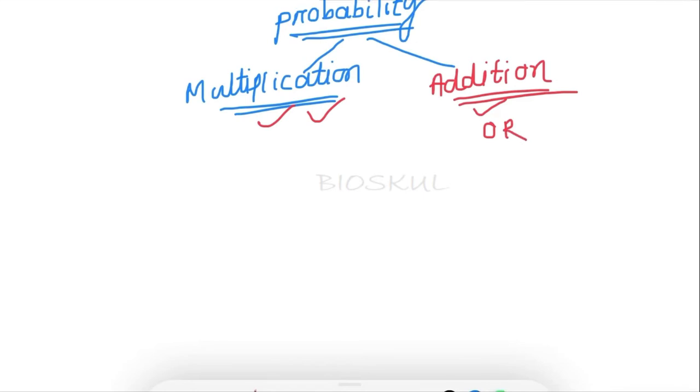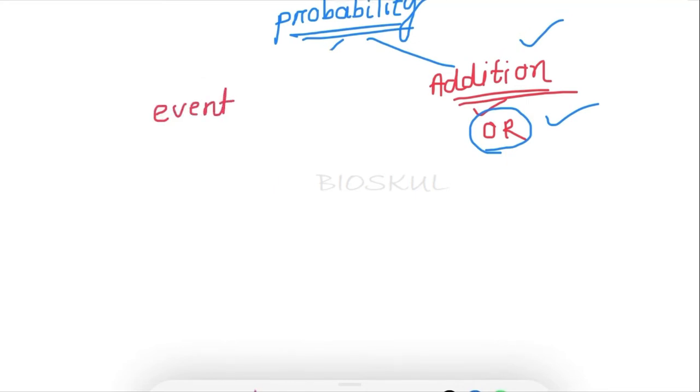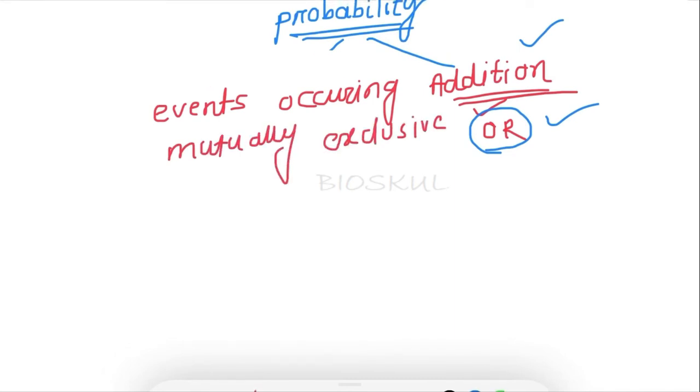In the addition rule, how can you know that a question will be solved by the addition rule? In the question you will get OR. If OR is present in the question, then make sure that this question is going to be solved by the addition rule. Similarly, the multiplication rule is used where AND is present in the question. Let's understand the addition rule. It says that when the events are mutually exclusive, events that occur either this way or that way, in that condition we will apply the addition rule of probability.